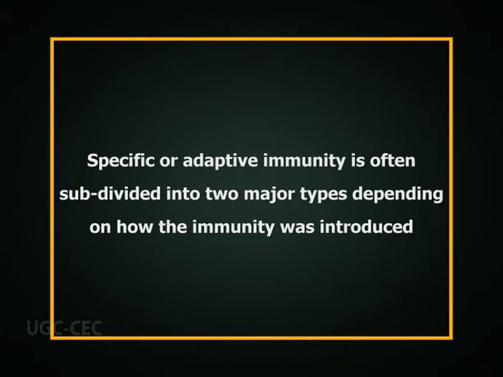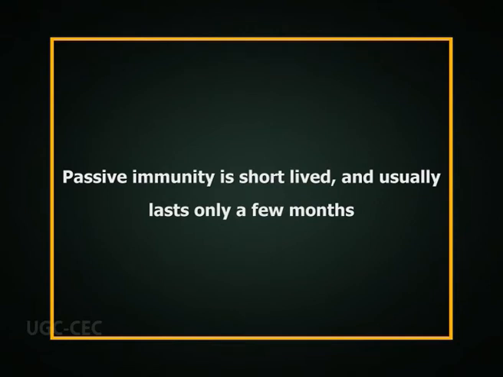Now let's talk about the types of immunity. Specific or adaptive immunity is often subdivided into two major types depending on how the immunity was introduced. Natural immunity occurs through contact with a disease-causing agent when the contact was not deliberate, whereas artificial immunity develops only through deliberate actions. Both natural and artificial immunity can be further subdivided depending on the amount of time the protection lasts. Passive immunity is short-lived and usually lasts only a few months, whereas protection via active immunity lasts much longer and is sometimes lifelong.